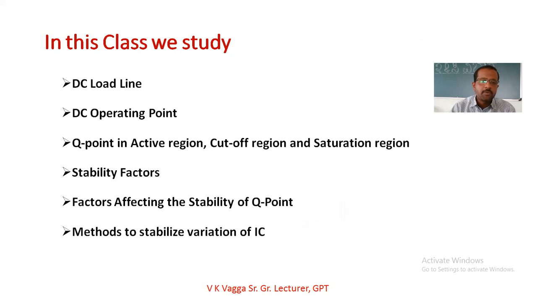In this class I am going to explain what the DC load line is, what the DC operating point is, and the representation of the Q point in the active region, the cutoff region and the saturation region. What do we mean by the stability factors, what are the factors affecting the stability of the Q point, and what are the methods to stabilize the variation of the IC. All of this is going to be studied in this class.